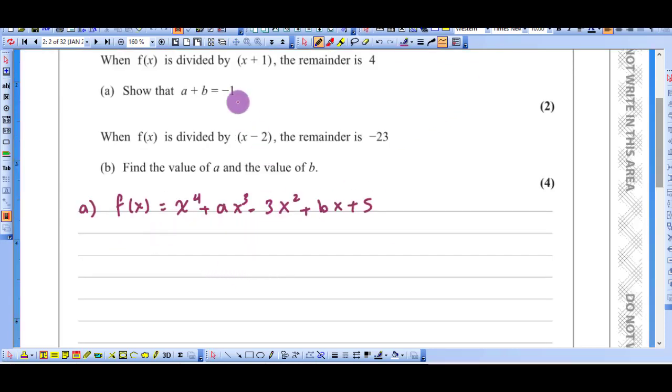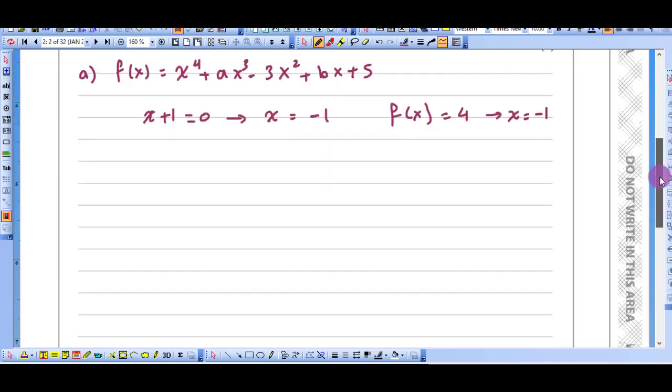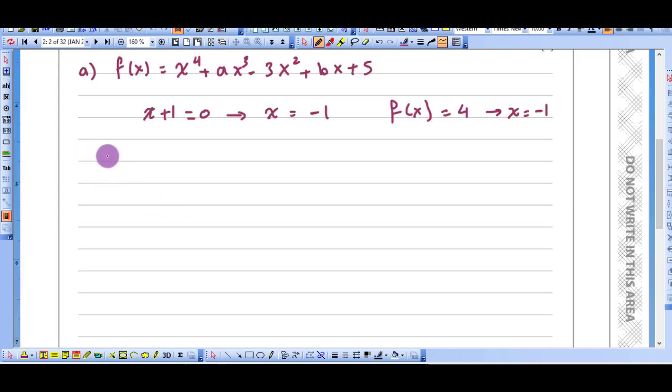This is f of x. f of x is divided by x plus 1. The remainder is equal to 4. So x plus 1 is equal to 0, so from here x is equal to minus 1. So f of x is equal to 4 when x is equal to minus 1. Let us start to put x equal to minus 1.